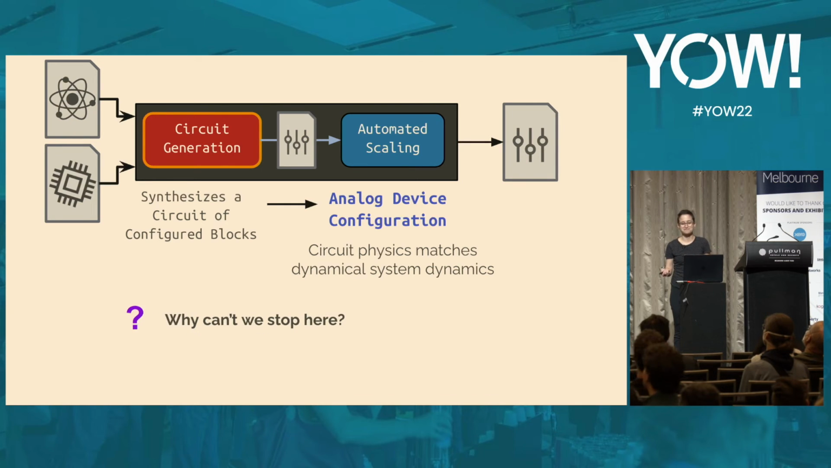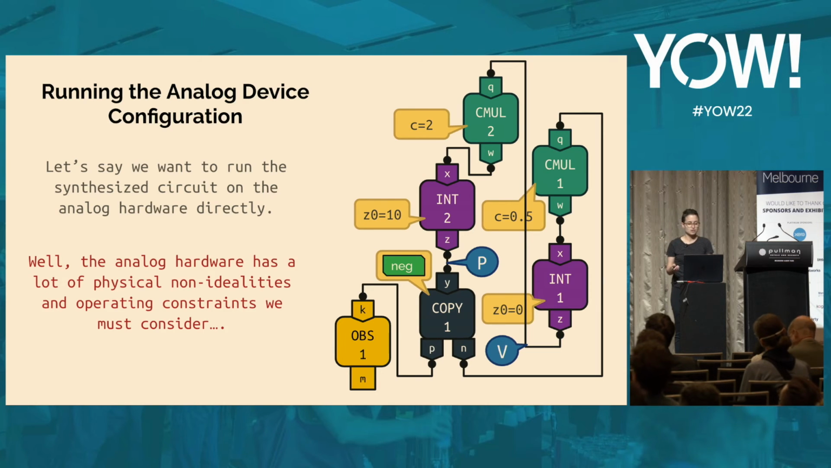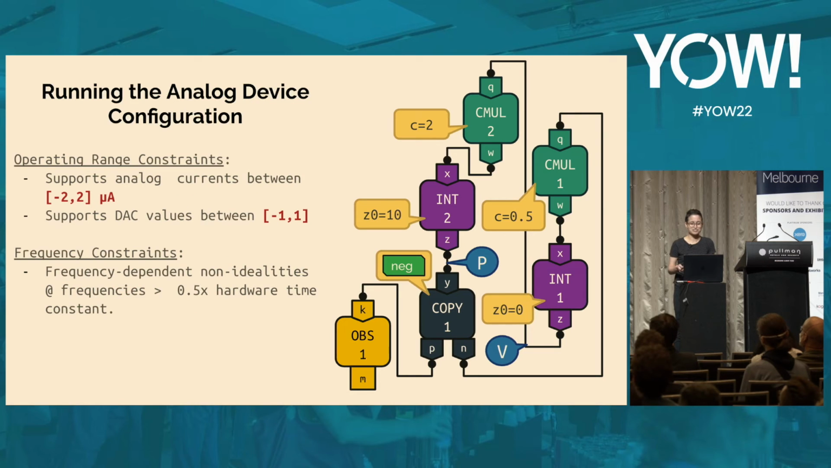So why can't we stop here? Well, let's say we want to run the synthesized circuit on the analog hardware directly. Well, the analog hardware has a lot of physical non-idealities and operating constraints that we must consider. I was not entirely forthcoming, right, with the functionality of this hardware. So it turns out all of these ports can only work with values between -2 and 2. And all these programmable values here have to be between -1 and 1 because of how the digital to analog converters work. And so we basically have operating range constraints that restrict the values that we can work with.